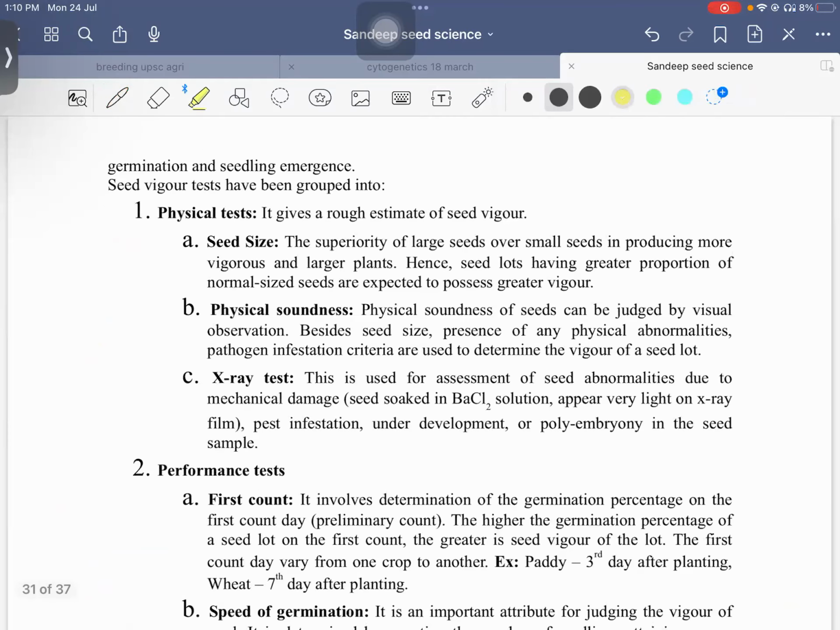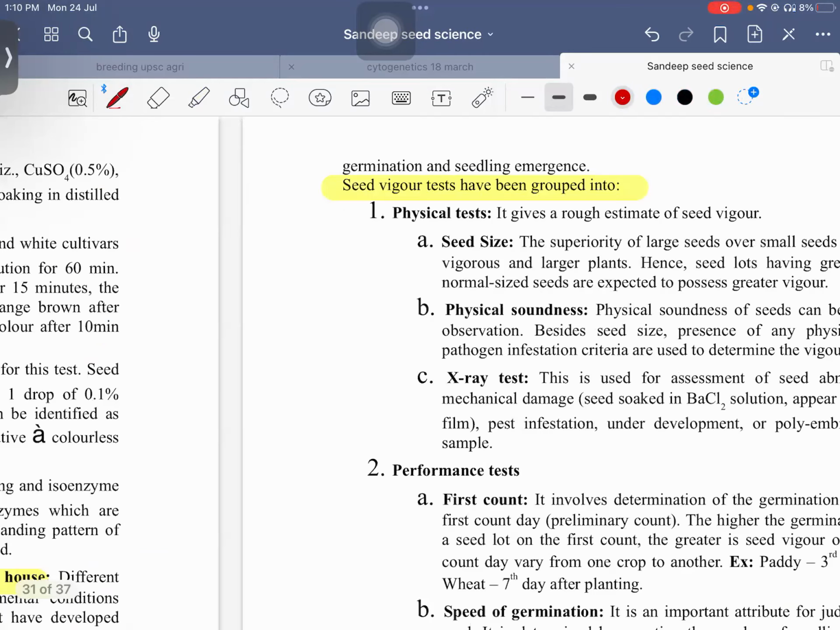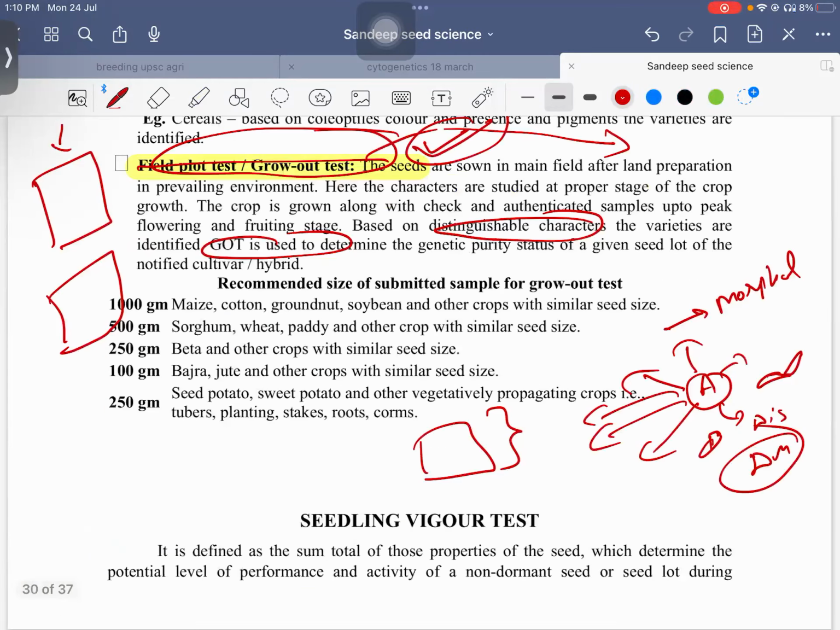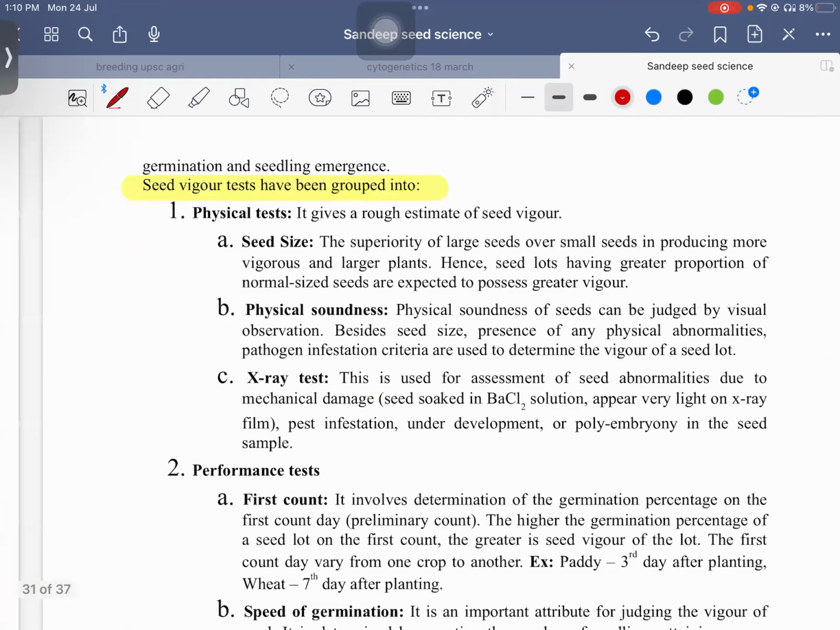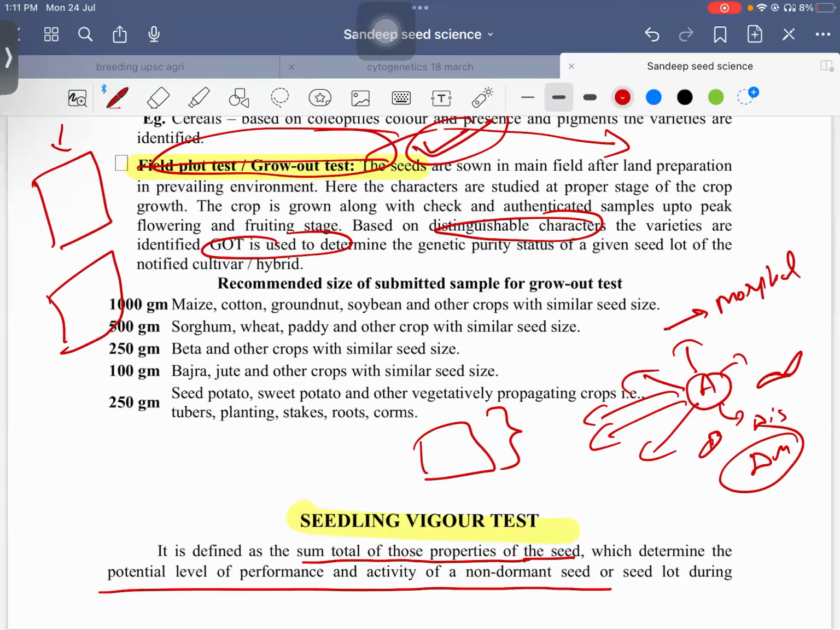Next, we will see some of the seed vigor tests. First we'll start with the seedling vigor test. What is seedling vigor? It is defined as the sum total of those properties of the seed which determine the potential level of performance and activity of non-dormant seed during germination and seedling emergence. It is the vigor.